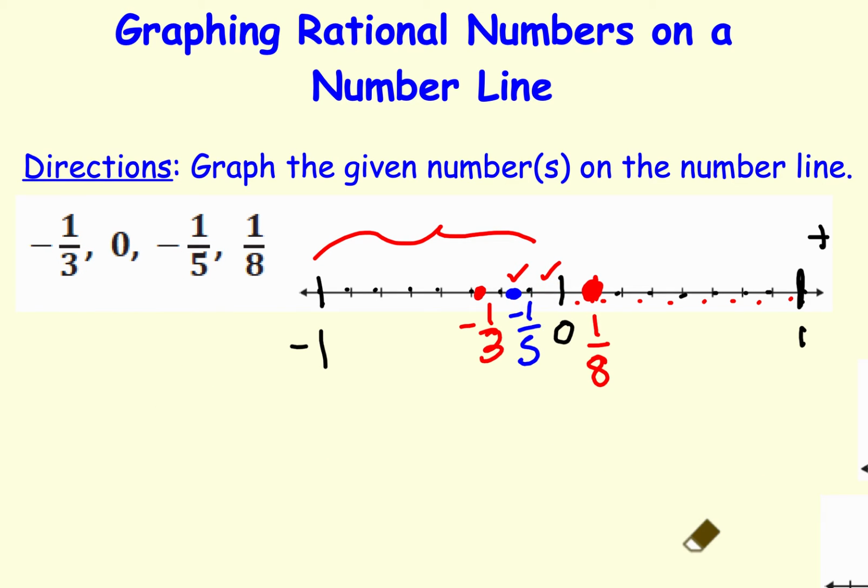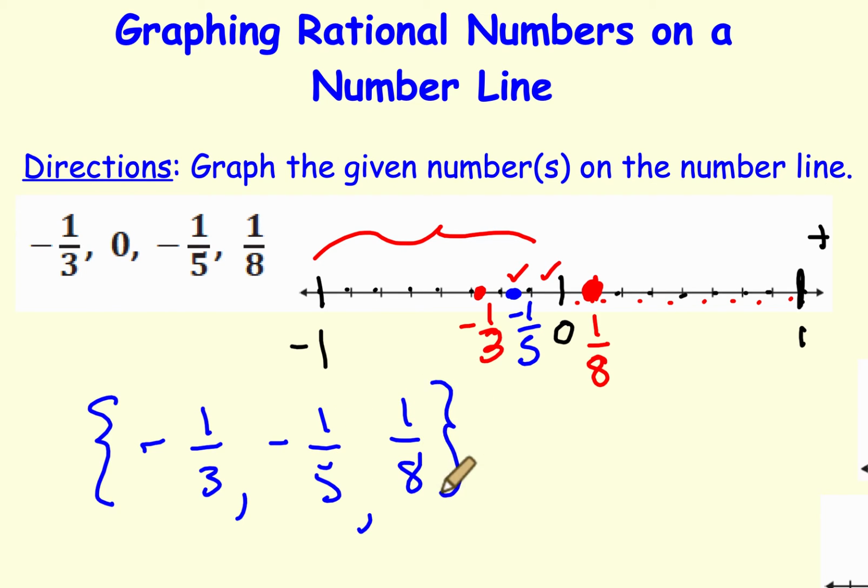So why do you think we would want to have the numbers on a number line? Well, one of the things it does is it tells us the order of the numbers. And so I can say now, if I was to write these numbers in order from least to greatest, the least would be negative 1/3, then negative 1/5, and then positive 1/8.